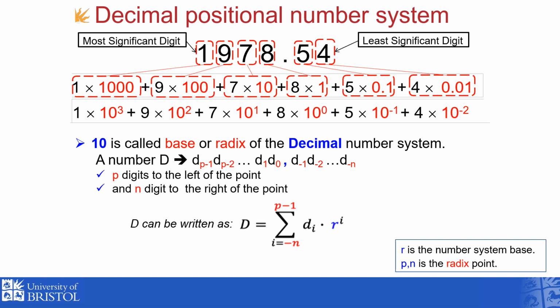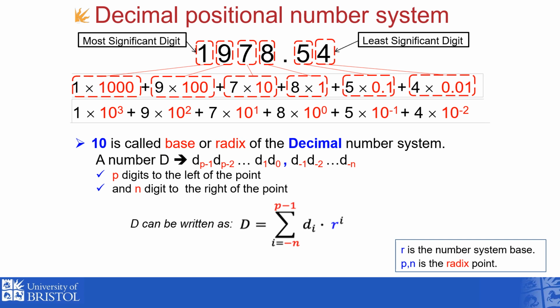Now, let's make that more concrete with this example over here. Let's start from the non-fractional part, and let's start from right to left. You see that 8 is multiplied by 1. This is because it's at position 0, so essentially this means that r to the power of i in this case is 10 to the power of 0. Then you need to add 7 times 10 to the power of 1, because 7 is at position 1. Then 9 times 10 to the power of 2, and then finally 1 times 10 to the power of 3.